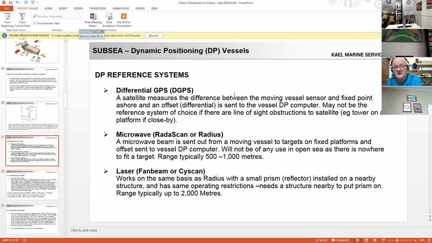Then you have laser systems, which is a Fanbeam or a Cyscan. Works on the same basis as the Radius, but uses a small prism, which is a reflector installed in a nearby structure, and there's the same operating restrictions. You need structures nearby to put the prism on. Range is typically up to 2,000 meters. So the difference between the microwave and the laser beam sensors is that a microwave will use a transponder on the fixed platform, and a laser will use a reflector.